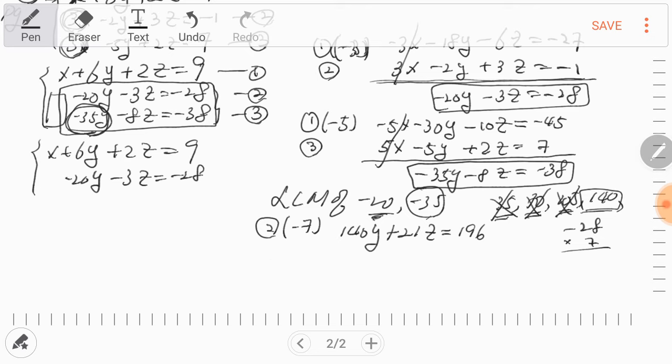And the third equation, multiply by 4 this time. Negative 35 times 4 is negative 140. So multiply the third equation by 4, then negative 140y minus 8 times 4 is 32z, and negative 38 times 4 is negative 152.